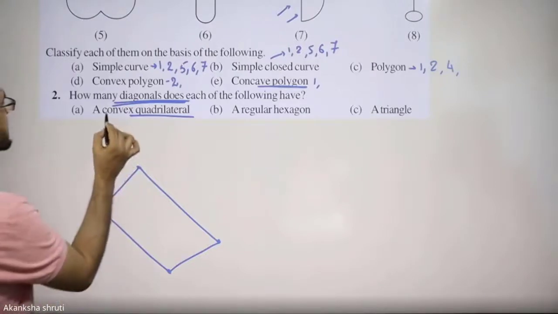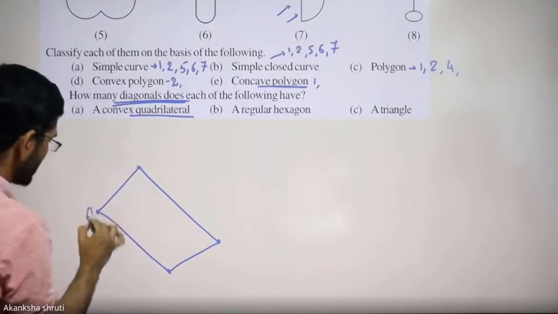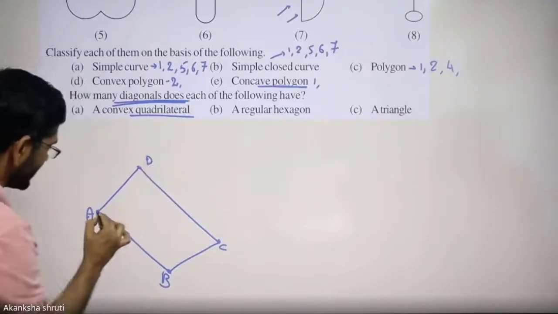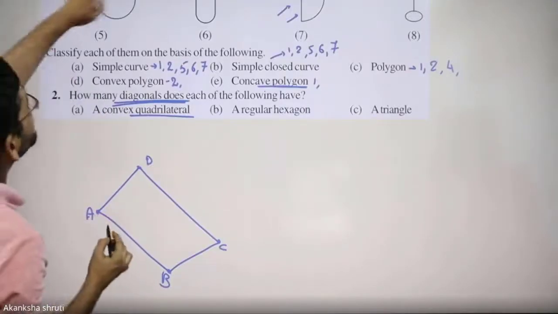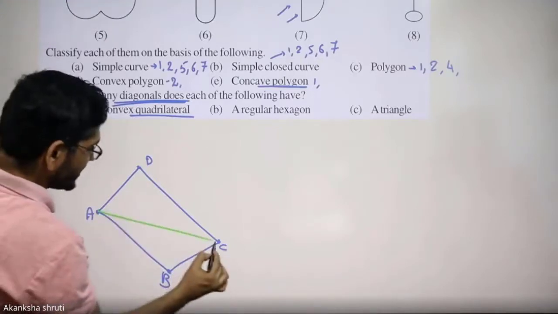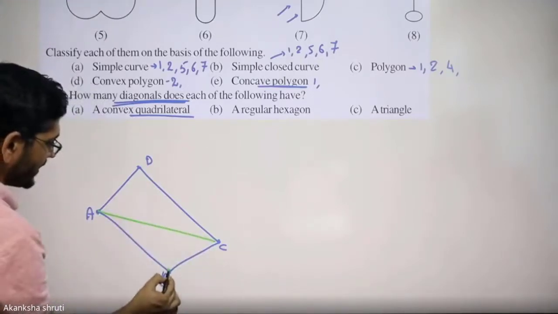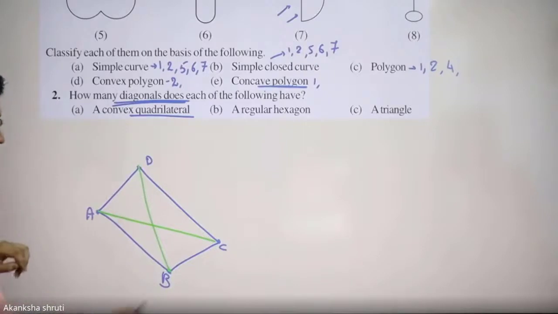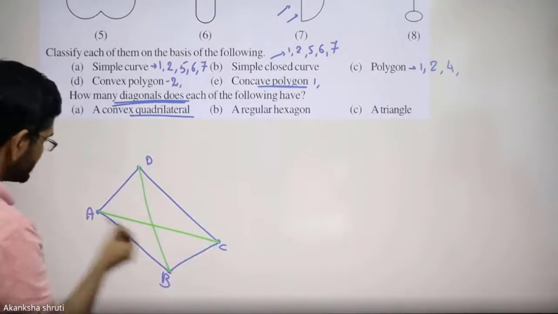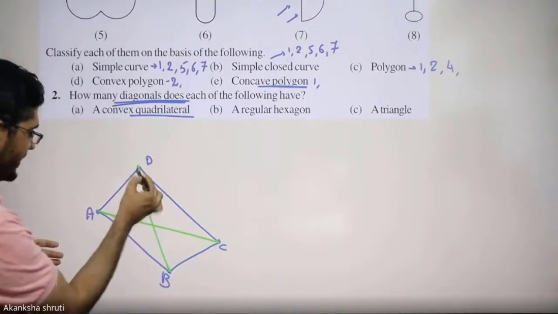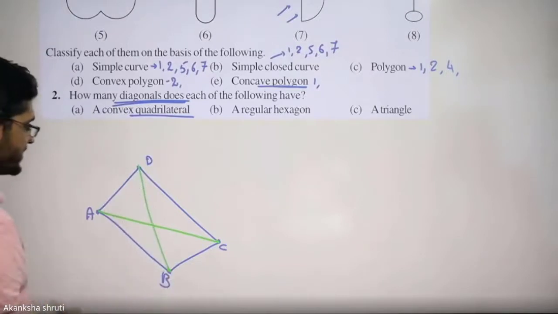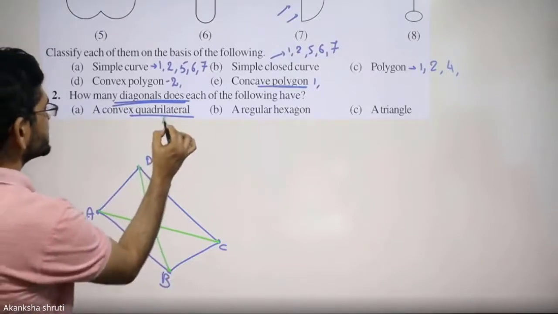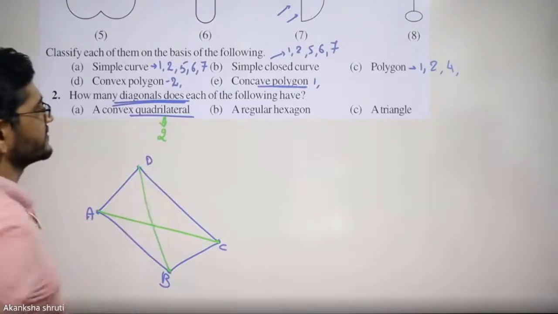So students, how many diagonals? If you mark these as A, B, C, D, then from point A, I may join A to C, and from point B, I may join B to D. From C, CA or AC mean the same. From D, DB or BD mean the same. So in this case, there are 2 diagonals.